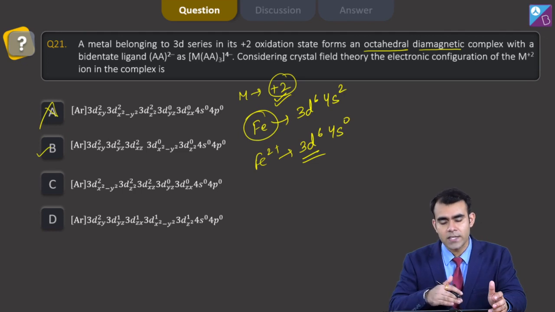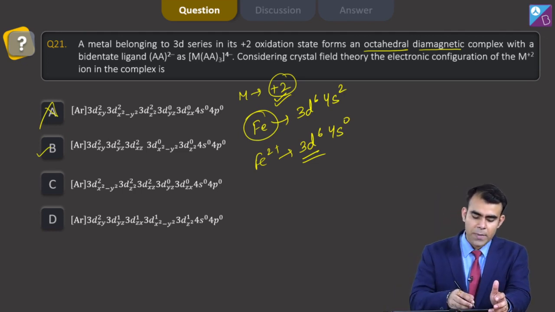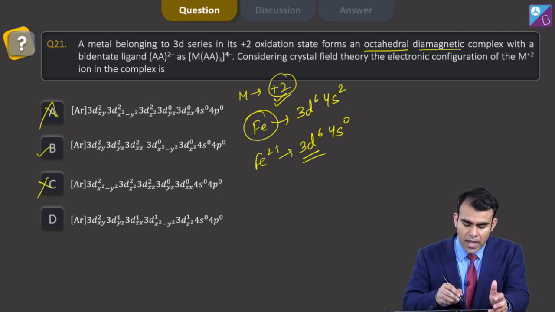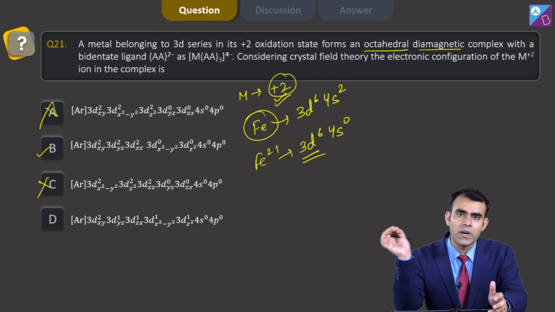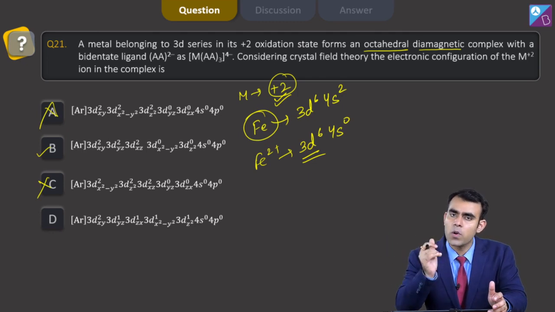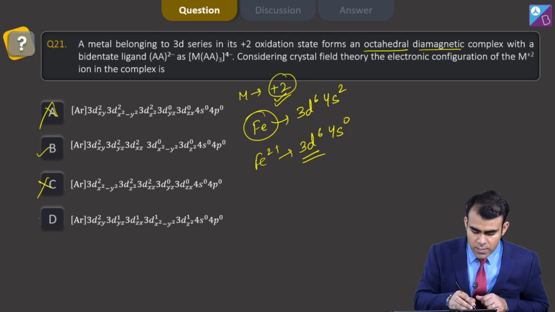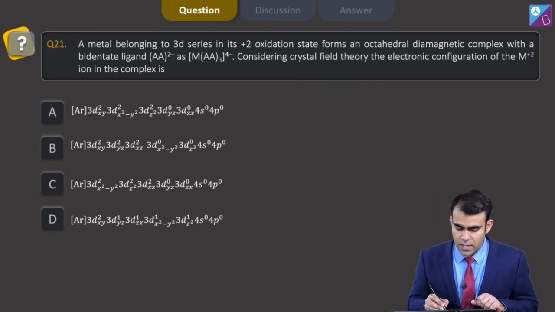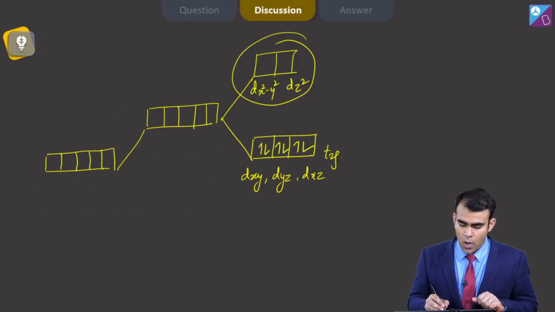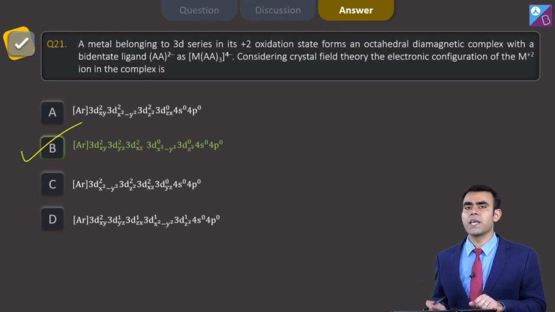Let's look at the other options also. Here we have electrons in dz square and dx square minus y square. No, this is incorrect. And similarly, here 1 electron is not filled. First, there is complete filling of electrons in the lower energy orbitals and then in the higher energy orbitals. So again, this statement is incorrect. So the correct answer of this question is option B.